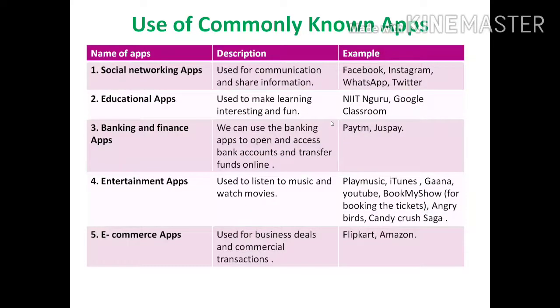Now see, the next topic is use of commonly known apps. First one is social networking apps. These types of apps are used for communication and sharing information. For example, the social networking apps are Facebook, Instagram, WhatsApp, and Twitter.